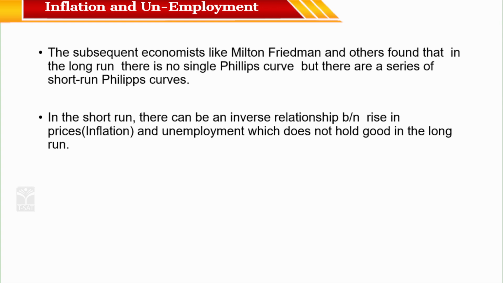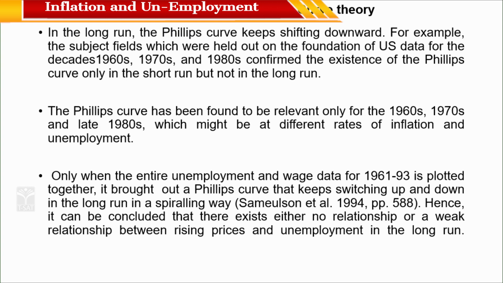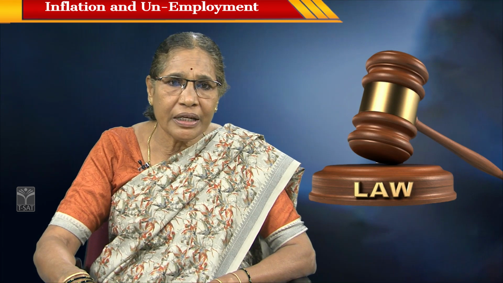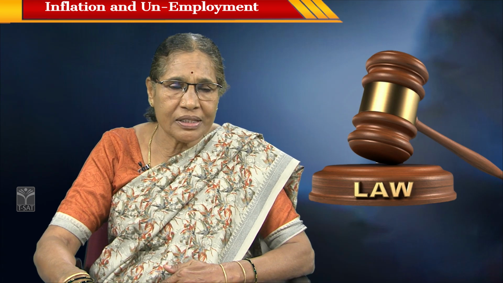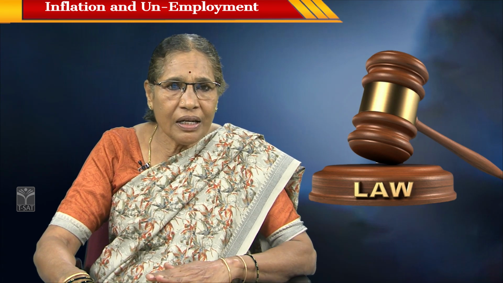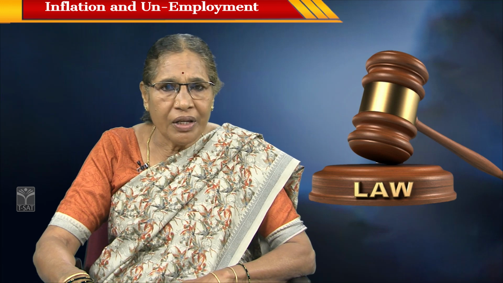So, in the short period, as Phillips mentioned, there is an inverse relationship between the rise in prices, that is inflation, and unemployment, which does not hold good in the long period. So then what is the long period analysis? We will look into the modifications made by the later modern economists. In the long run, the Phillips curve keeps shifting downward.